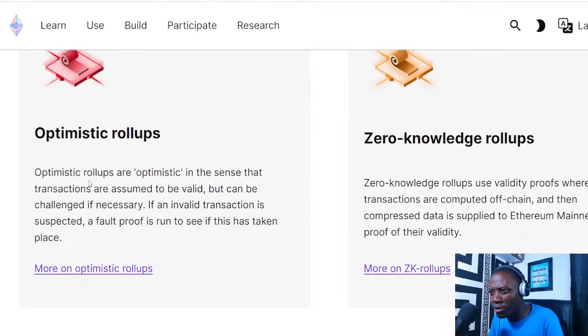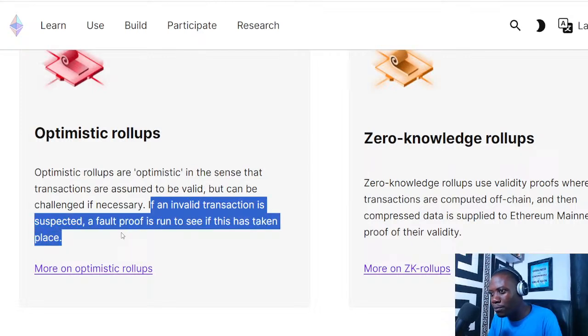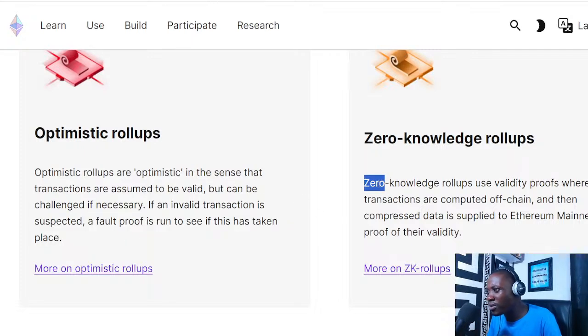So optimistic rollups are optimistic in the sense that transactions are assumed to be valid, but can be challenged if necessary. If an invalid transaction is suspected, a fault proof is run to see if this has taken place. I will explain better. Let me read this also. Zero-knowledge rollups use validity proofs where transactions are computed off-chain and then compressed data is supplied to Ethereum mainnet as a proof of their validity. So compressed data is submitted.